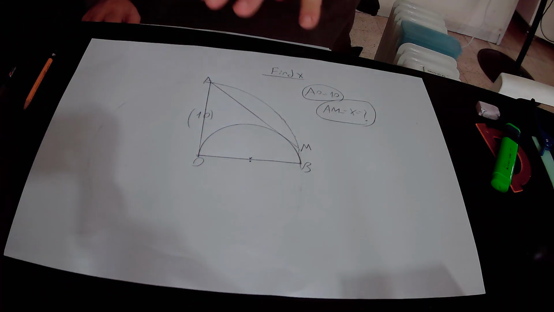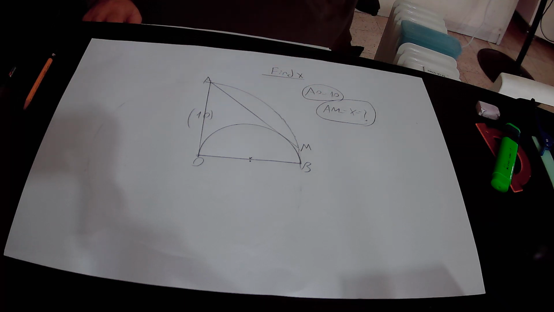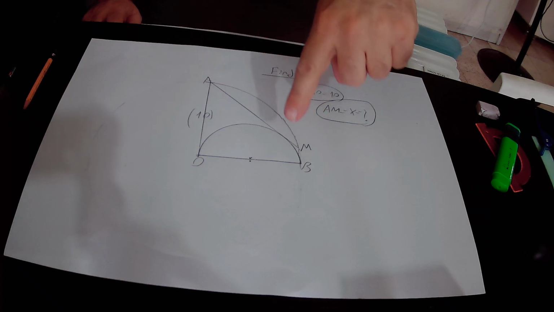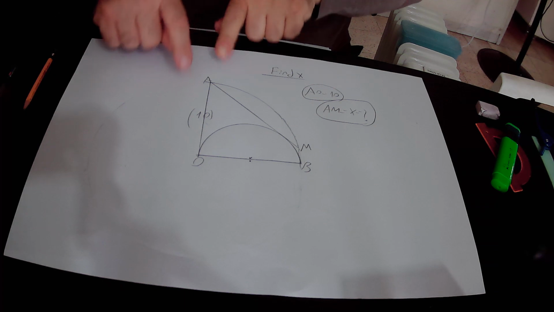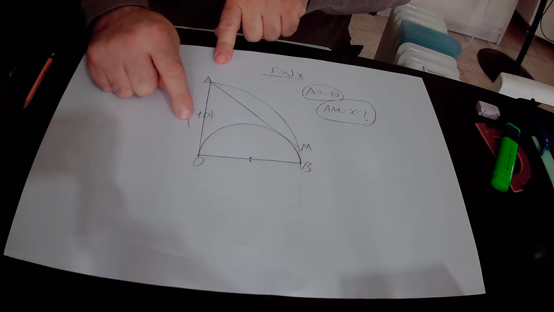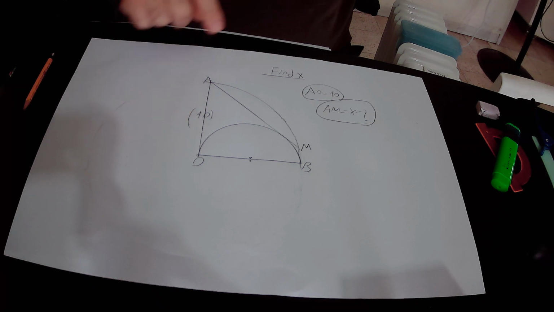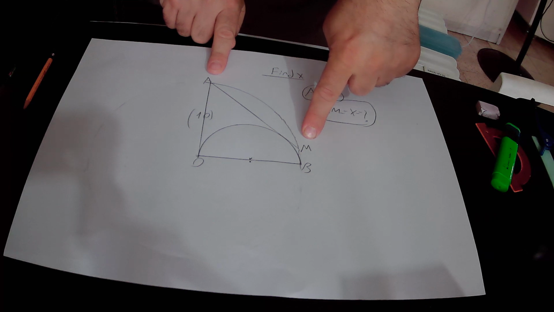Now, in this lecture, we find out the length of line segment X. In the drawing, we have a quarter circle. AOB is a quarter circle. Inside this quarter circle, we have this semicircle. And we know that line segment AO equals 10 units in its length. And our mission is to find out the length of this line segment AM, that is equal to X.